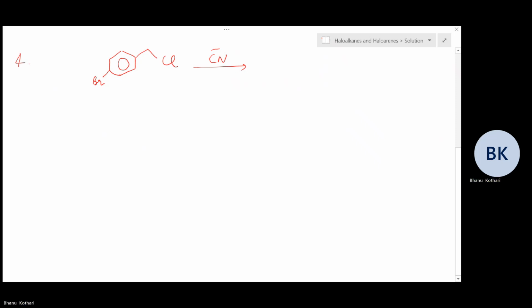So this CN minus will attack on this benzylic carbon and Cl minus will depart. So what will we get? We get this compound. Br will be as it is and CN. It will be 4-bromo benzyl cyanide. Okay.